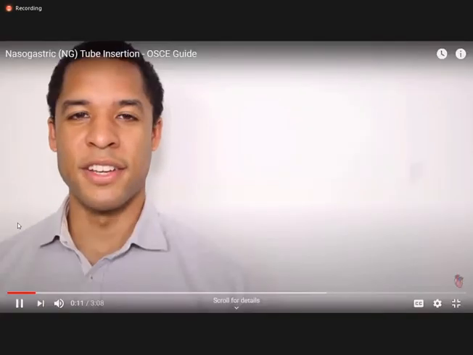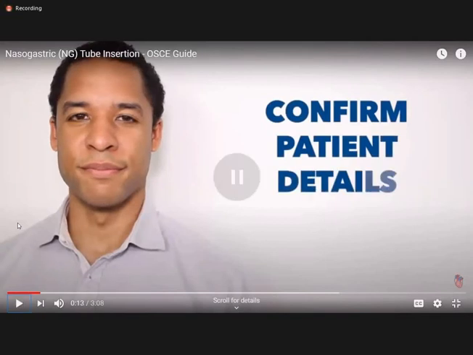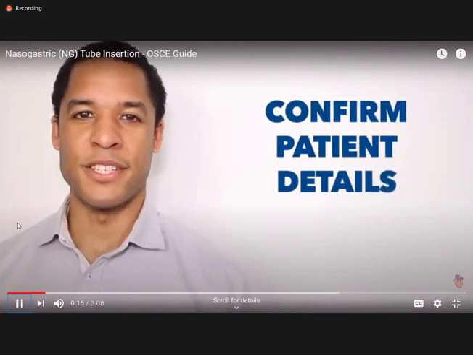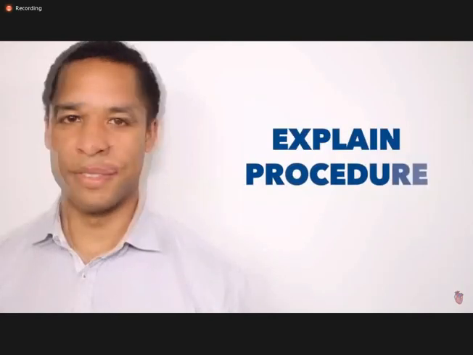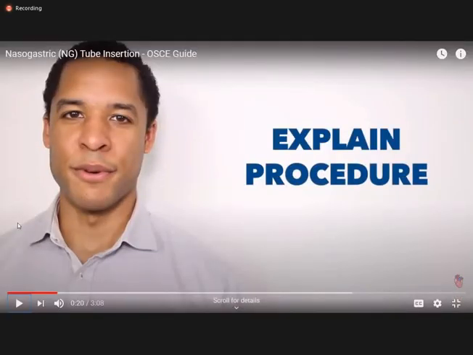Hi, my name's Adam. I'm a medical student. Firstly, you have to introduce yourself before starting the procedure. Can I take your name? And confirm the patient details, if you are going to insert the NG tube on this patient. It's Lewis Potter. And what's your date of birth, Lewis? It's the 5th of the 9th, 1988. Okay. Then explain the procedure.